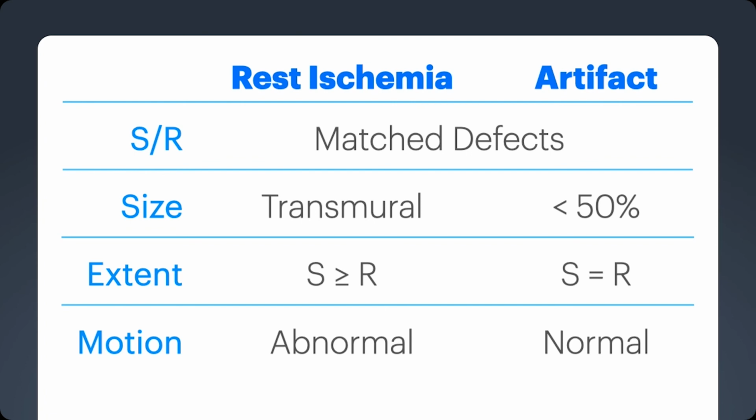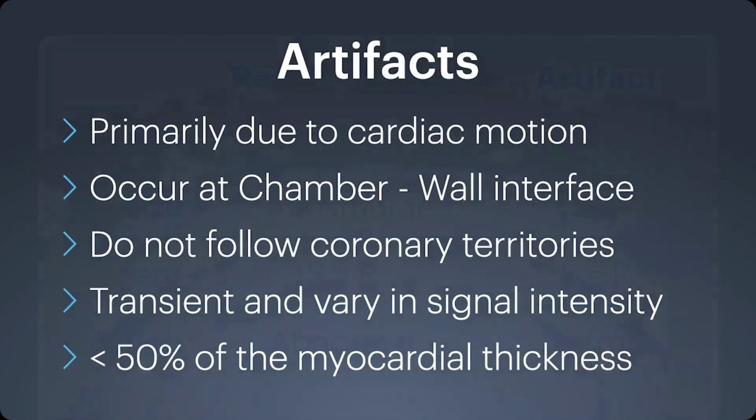The extent of the abnormality tends to be greater on stress than it is on the rest, as we see in this case, whereas with artifact, they should be equal. And in the setting of rest ischemia, there's often going to be an associated wall motion abnormality on the SSFP, whereas with artifact, you should not have a wall motion abnormality. So even though in this case we had what looked like match defects, the extent of the defect was greater on the stress imaging. It was more than 50% of the wall thickness, and there was abnormal motion. So all of those factors point to this being a case of rest ischemia rather than artifact.